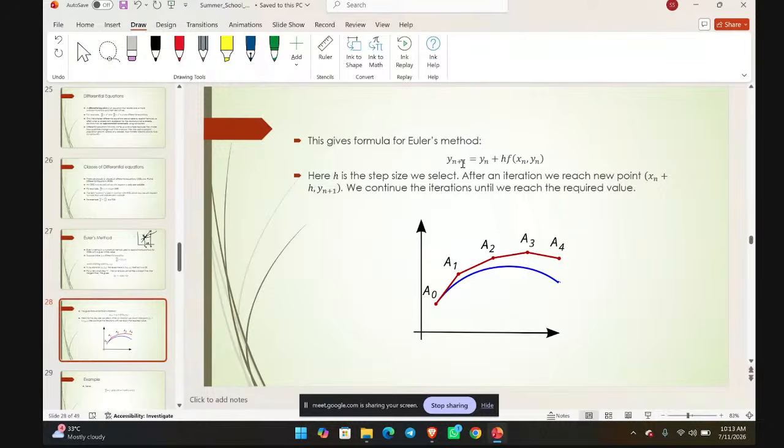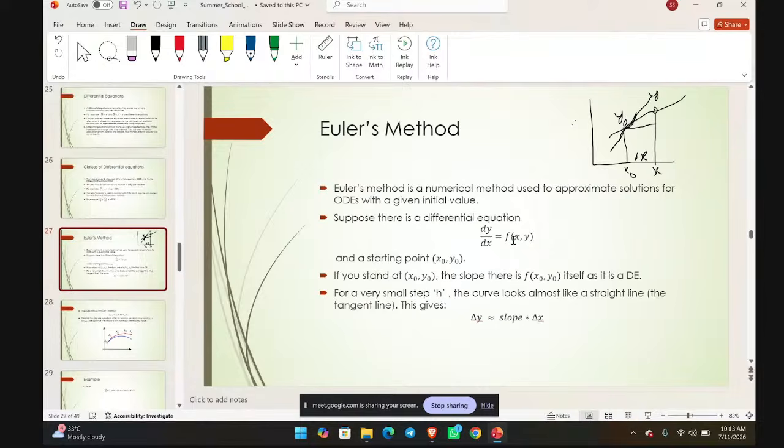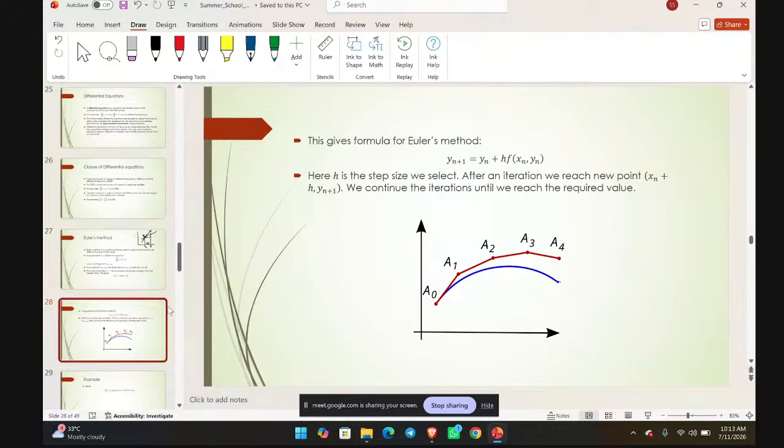And the slope is represented by dy by dx, as we know. And here f of x comma y is the known function. In the previous example, it is e power x, as we saw before. So we know the slope at x n comma y n. So basically we use this formula to get the next iterations.